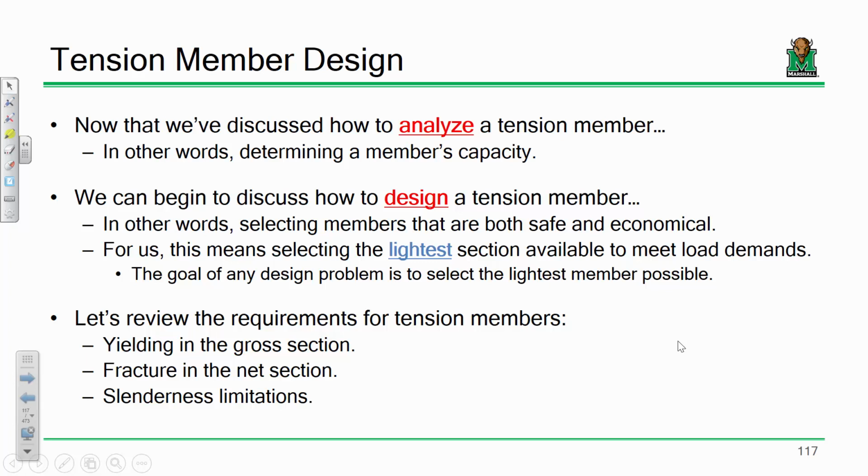Now, I want to be clear on a couple things because there's going to be a little bit of a difference between what we do in class and maybe what you would do in real life. Okay? So when we say what we do in class, and I want to make this rule right now, okay? Whenever I say design, what that means is lightest member. Okay? Now, what do I mean by that?